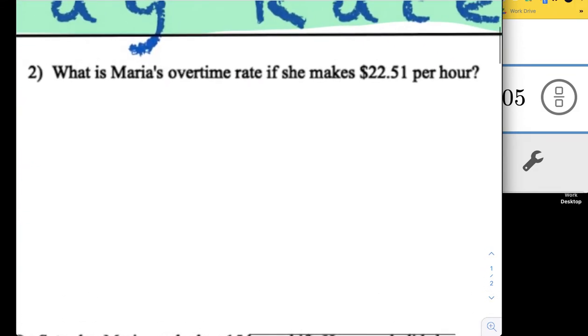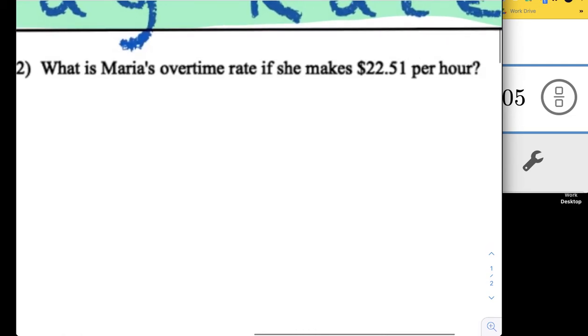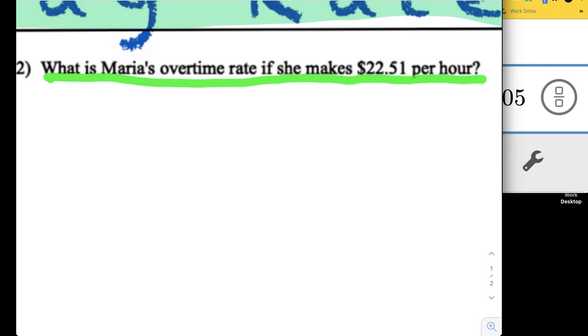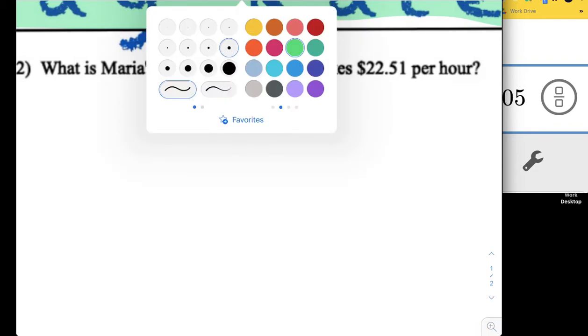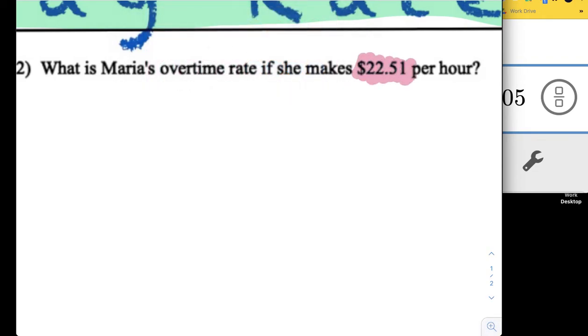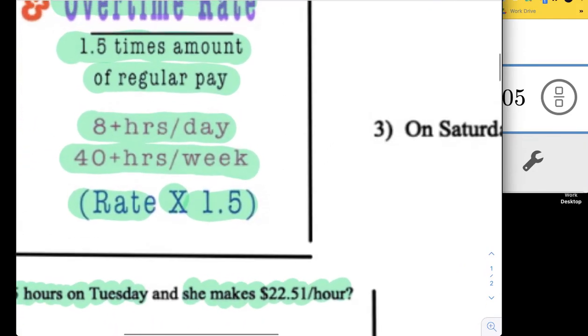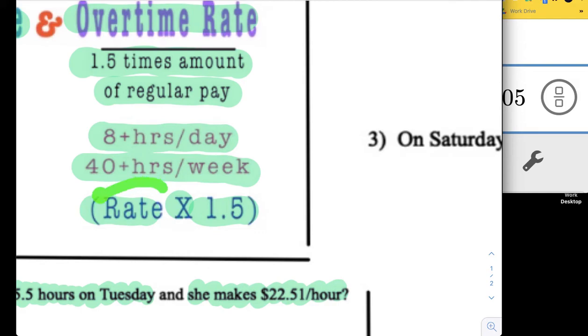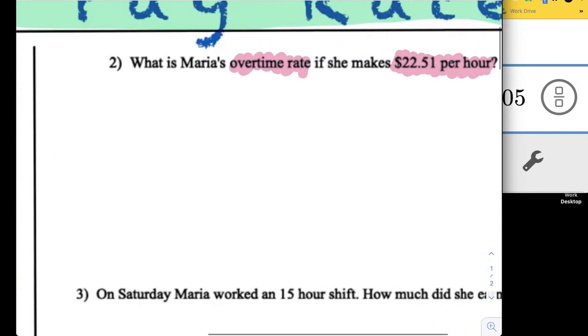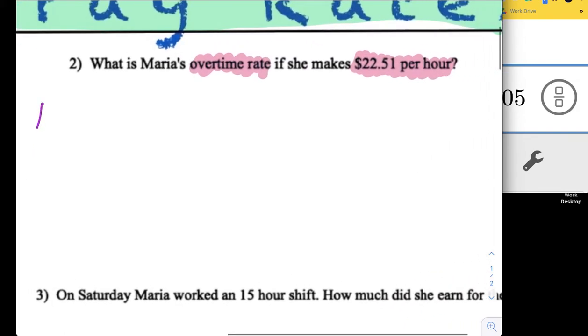So let's see. What is Maria's overtime rate if she makes $22.51 an hour? Right? What is her overtime rate? So let's go over here and look for overtime. Overtime says we do the rate times 1.5. So we have rate.